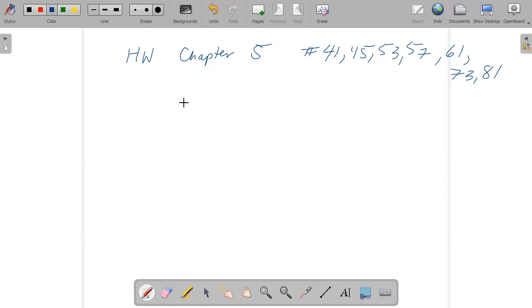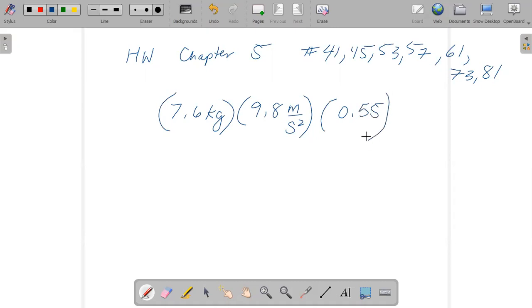Well, we have to overcome that friction. So we have 7.6 kgs. The friction is the normal force, times 9.8 meters per second squared, times the coefficient of static friction 0.55. No units there, note. And for that, that value will be 41 newtons. So pull it with a force of 41 newtons and you will overcome that static friction and it will slide.